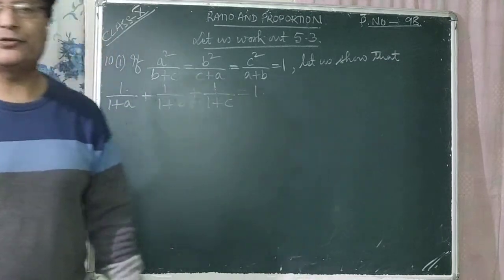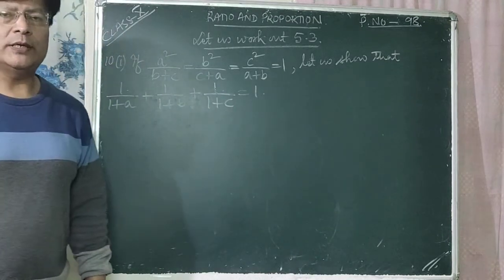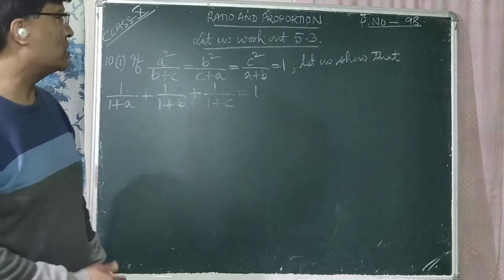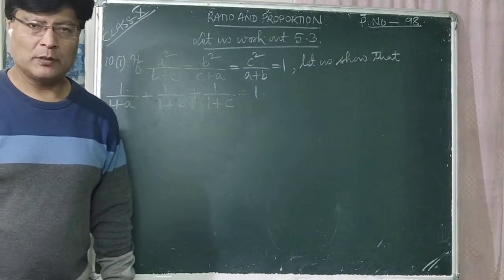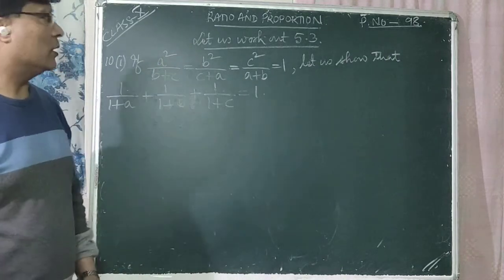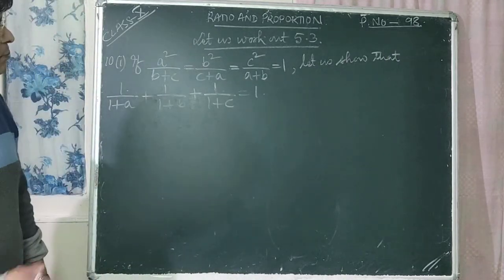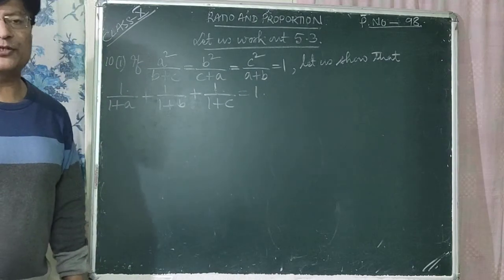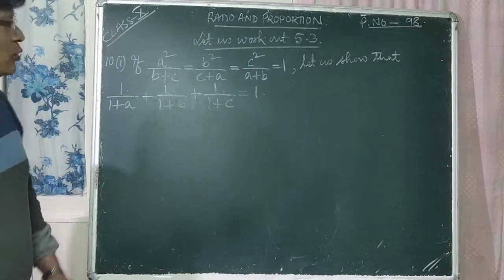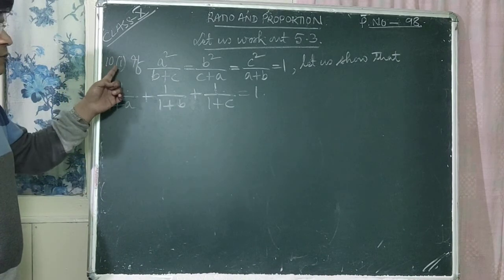The topic is ratio and proportion. In the last online class also we were doing the same topic, ratio and proportion. Let us work out exercise 5.3, page number 98. In the last online class we did question number 9. Now today we will do question number 10, number 1.